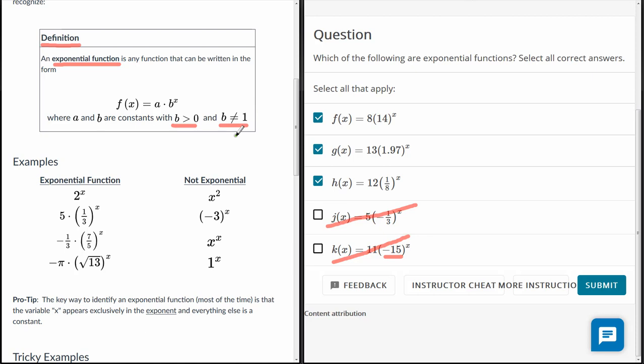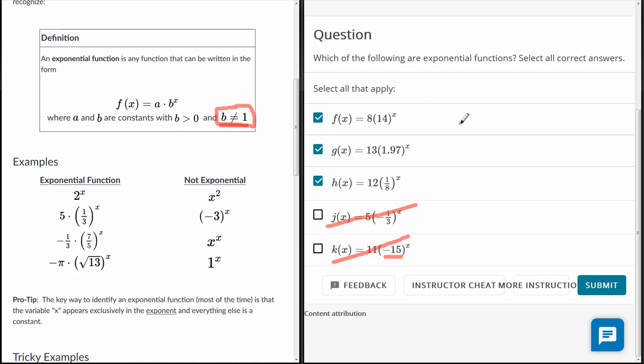Mathematicians have a reason for doing everything. They don't do anything arbitrarily. Mathematicians have good reasons for these requirements. And as good students, we should understand what those reasons are. So let's just real quickly talk about that. First, let's think about, why do we not want b to be equal to 1?